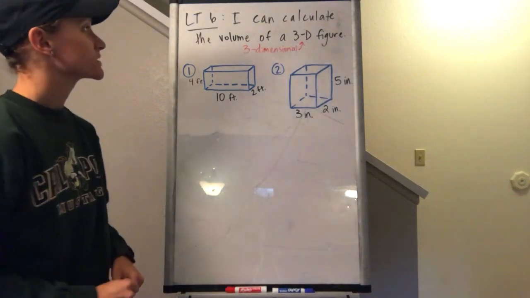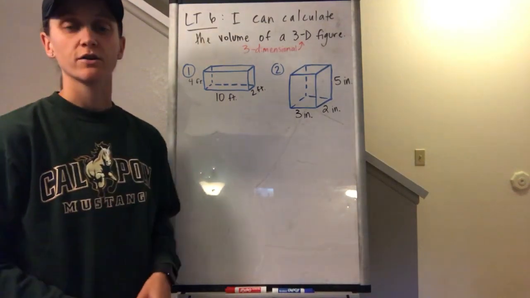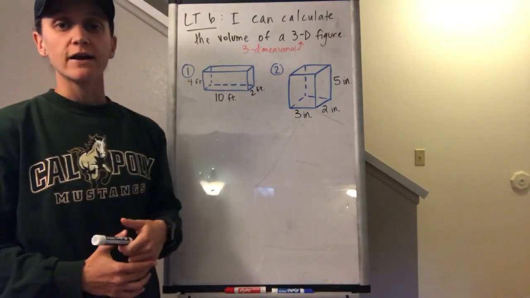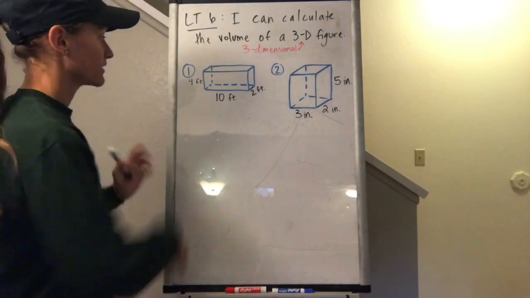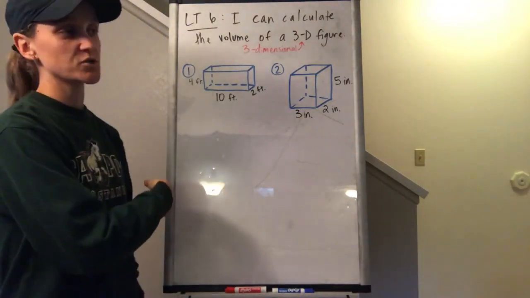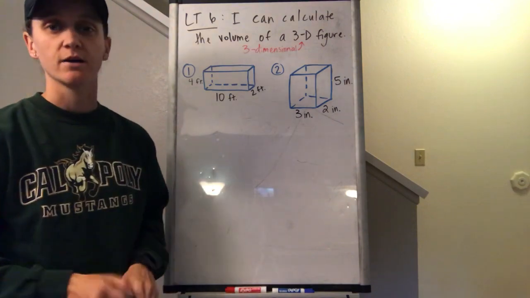Everyone, this is LT6. I can calculate the volume of a 3D figure. And when we talk about 3D, we just mean three-dimensional. So any flat object would be 2D. Like this board is 2D because it has a length and a width. But once we start adding height, that's when objects become 3D.